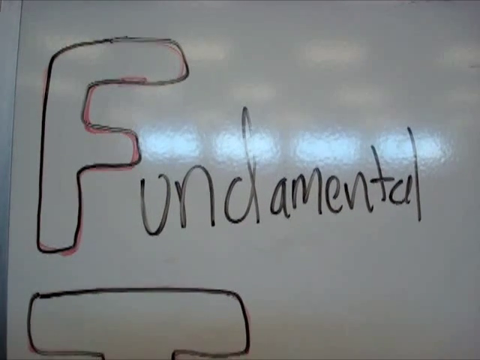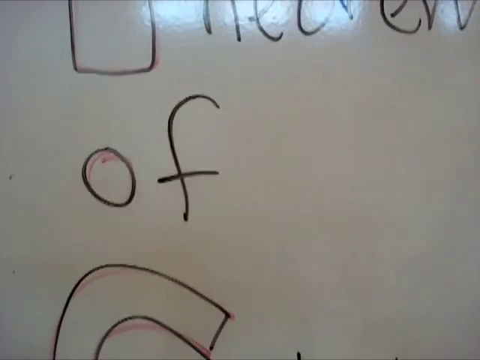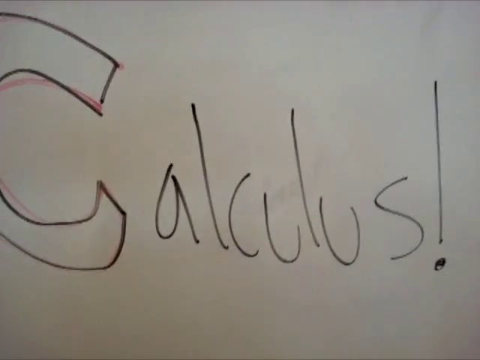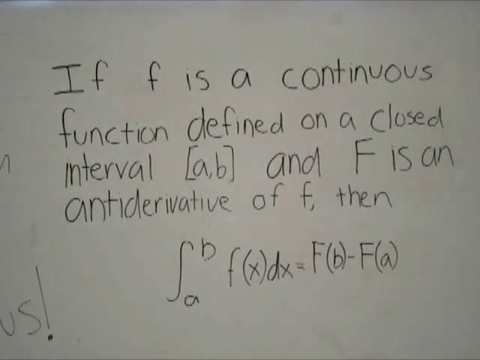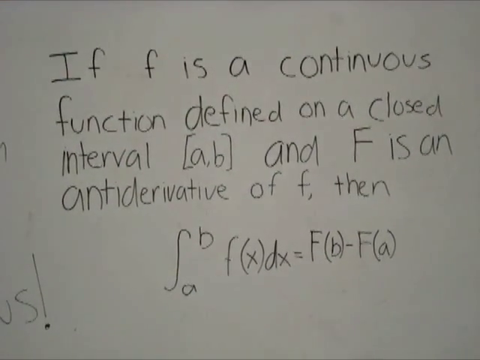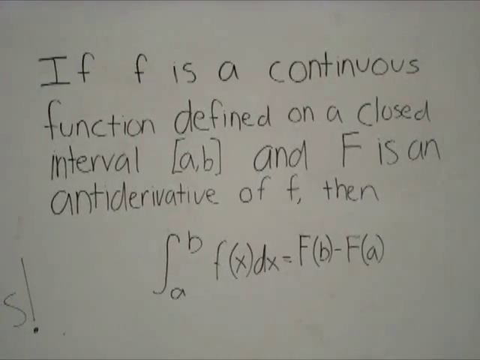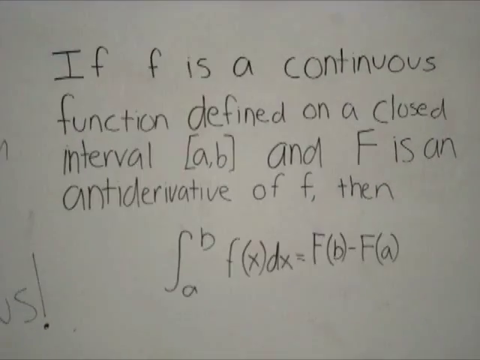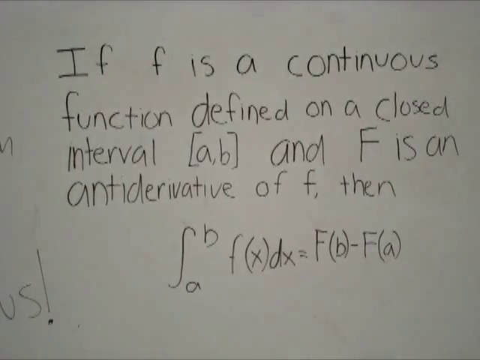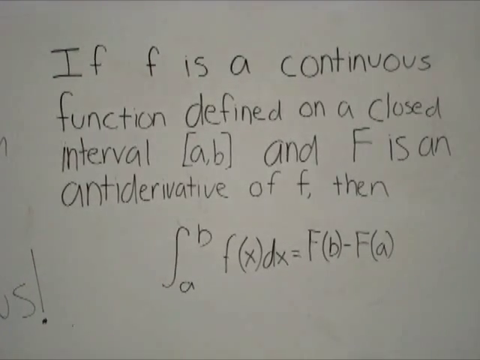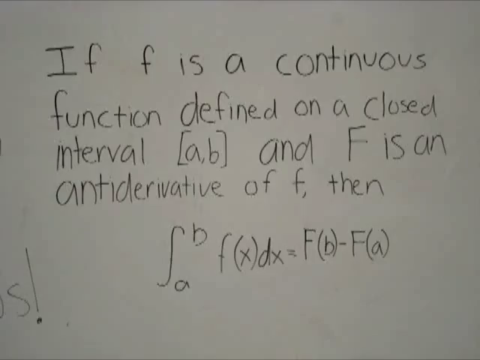It's the fundamental theorem of calculus. The fundamental theorem of calculus states that lowercase f is a continuous function defined on a closed interval a to b, and uppercase F is an antiderivative of lowercase f. Then the integral of f of x dx from a to b equals the antiderivative at b minus the antiderivative at a. Can I just draw out a graph and explain it?